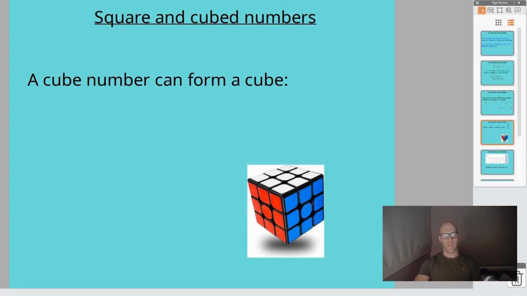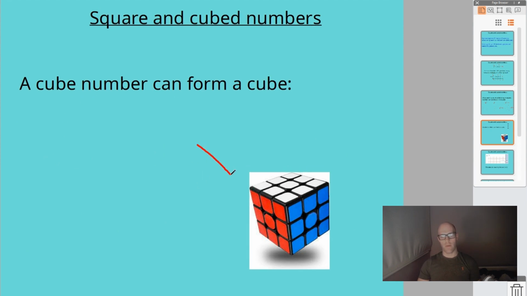A cube number can form a cube. So actually, if we imagine a Rubik's Cube, or don't have to imagine it because there's a picture of it right there, you've actually got 3 along there, times by 3, and times by 3. So you've actually got 3 times 3, which will give you one of the faces at the front, times 3. That would be 3 cubed, and that would equal 27. There are 27 cubes in a Rubik's Cube. If you have one in your house and a spare 5 minutes to kill, you can count the cubes. There are 27 of them. So 3 cubed is 27. You can make a cube out of that number.